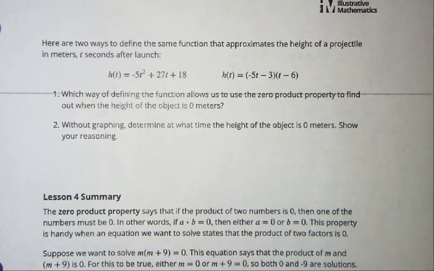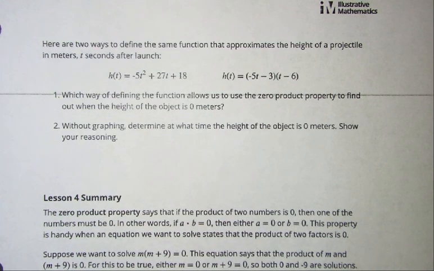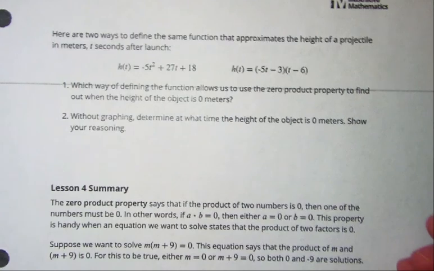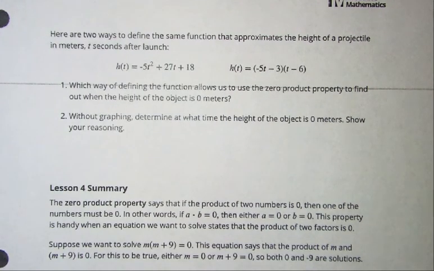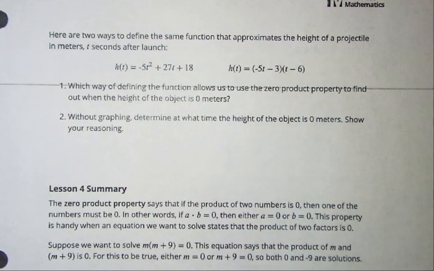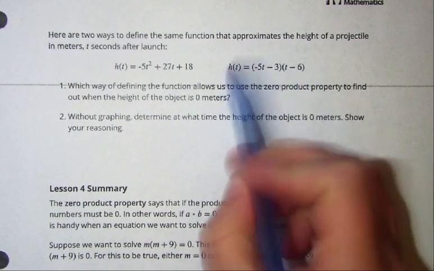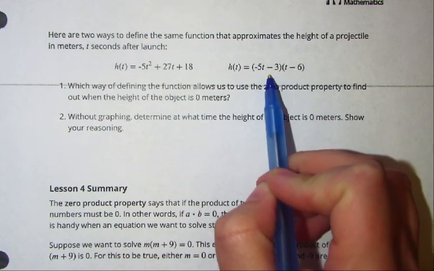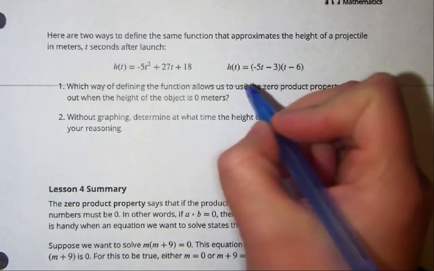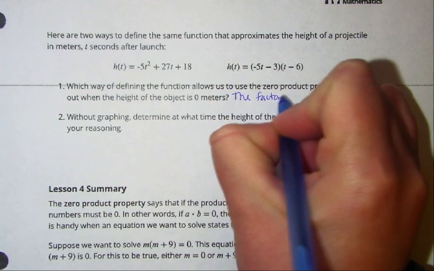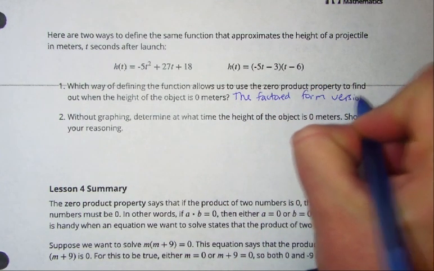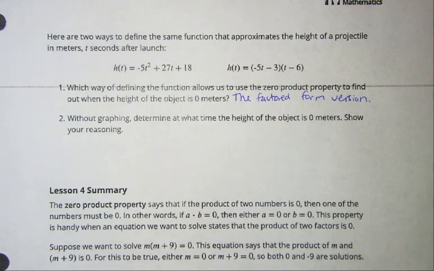Which of these ways of defining the function allows us to use the zero product property to find out when the height of the object is 0 meters? If we're going to use the zero product property, that means we're thinking about two things being multiplied together to equal 0, and then thinking about what value of x, or t in this case, would make each factor equal 0. So that would be this one over here, because we have two things multiplying together, and we want to know when the height will equal 0. So we're going to say the factored form version. Factored form is really nice for using the zero product property because you can use it to find what would make each factor equal 0.